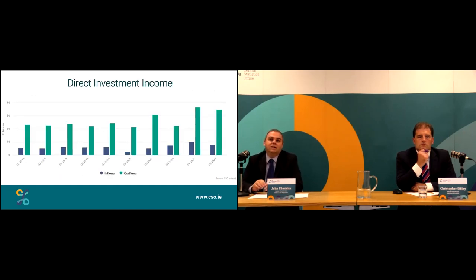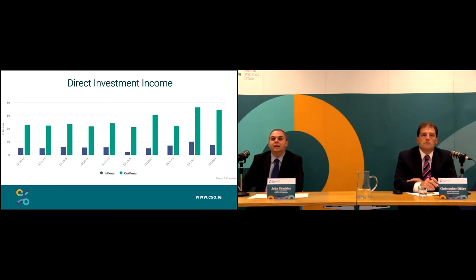Looking at our direct investment income a bit more closely, we can see here that our inflows are 7.8 billion, which is up 5.3 billion on the same quarter last year. And the outflows are 34.8 billion, which is up 13.3 billion on the same quarter last year. So again, this combination is the main contributor to the net income outflow increase of 7.5 billion compared to last year.